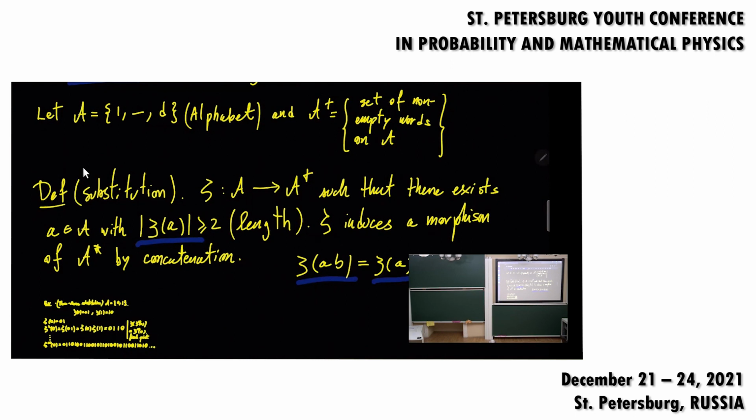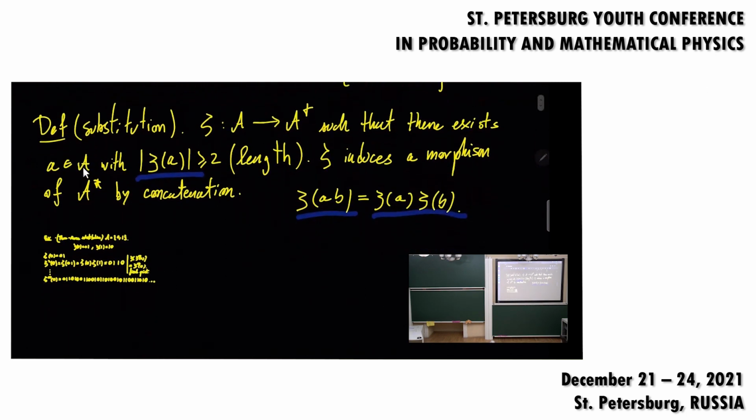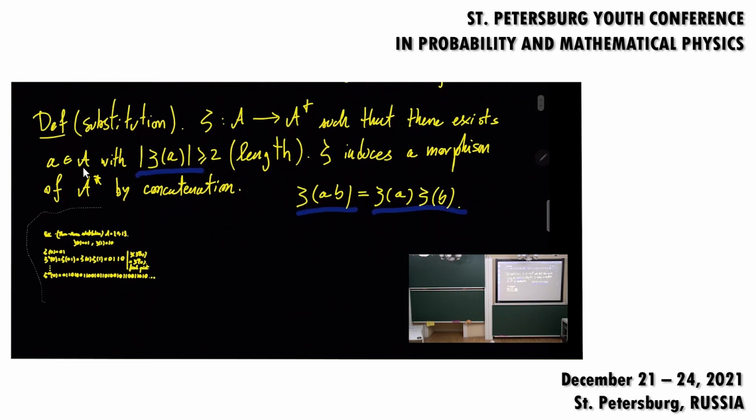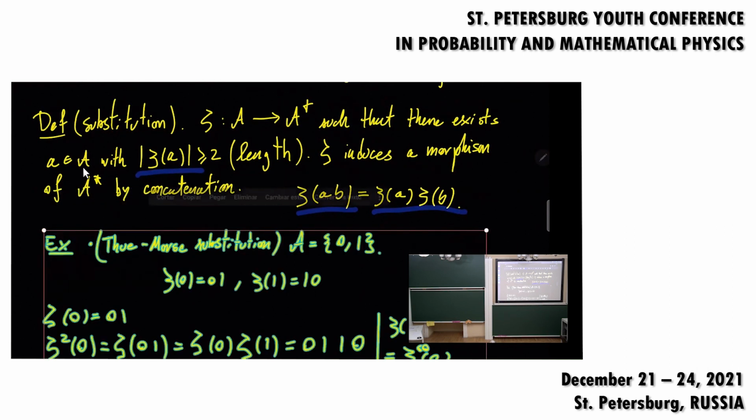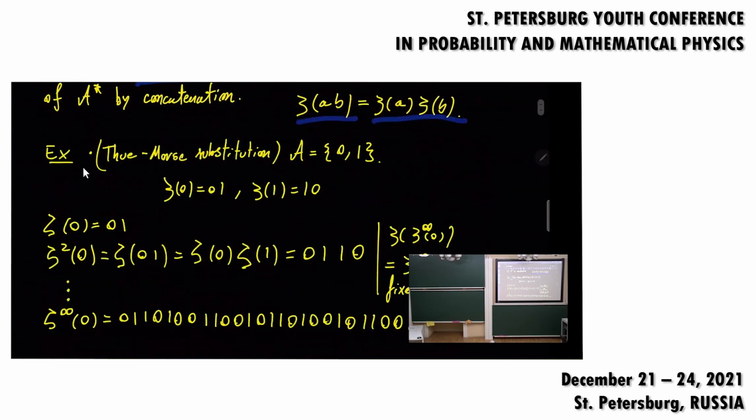An example, which is going to be the main example for this presentation, is the Thue-Morse substitution. The alphabet we are going to consider is just the symbols 0 and 1. So theta of 0 is the word 0 1, and the image of 1 is 1 0.